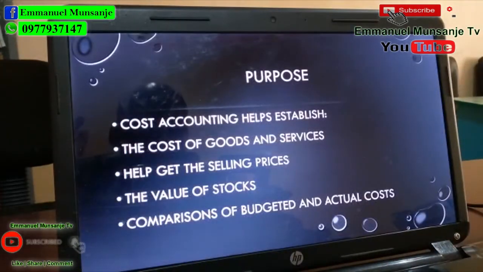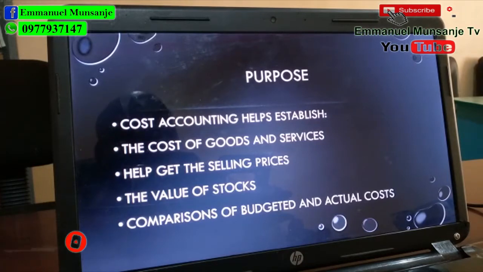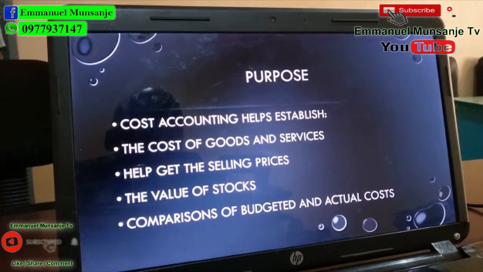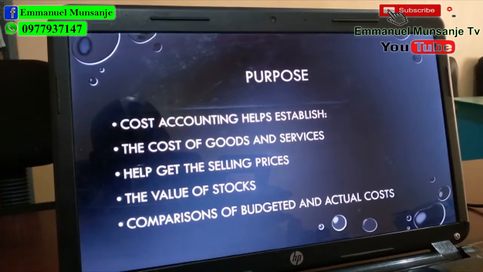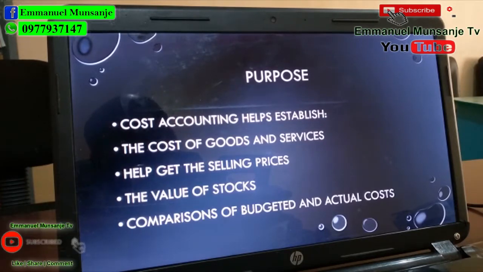Now, what is the purpose against that background? If you're doing business and you're very concerned about what you spend in many areas, how does it help you? One, it will establish how much you incur to produce what you produce. It could be goods or services. So cost accounting is very important. It will tell you that for you to produce this, you have to incur this much.